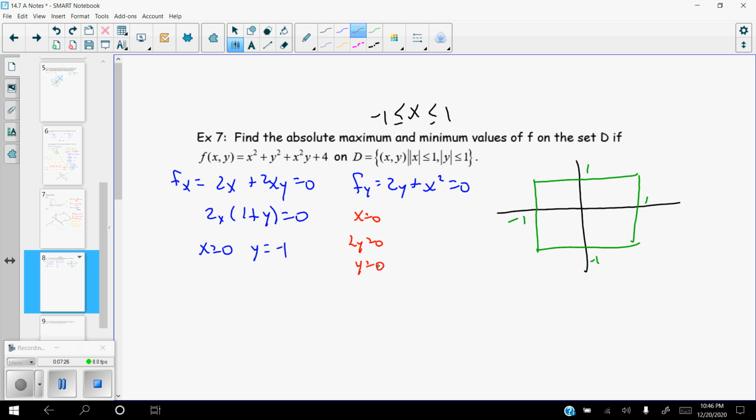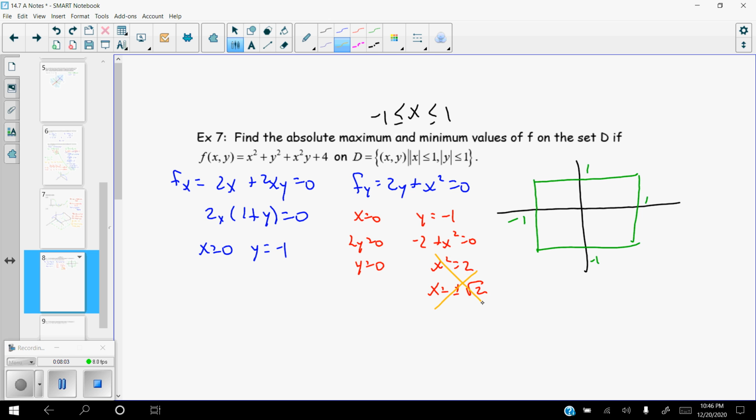If you plug in y equals -1, you're going to get -2 plus x squared equals 0, which means x squared equals 2, or x equals plus or minus √2. Well, the only good thing about that is that's outside of our domain. Our y's can only be within -1 to 1, so this one really doesn't do us any good.